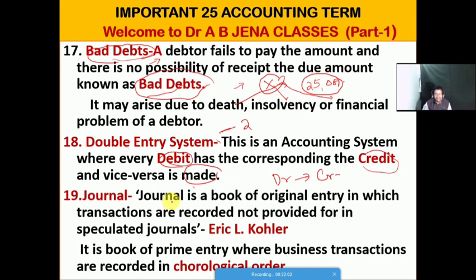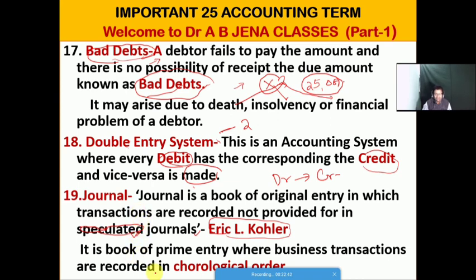Then next is the journal. What is a journal? It is the day book. This definition is given by Eric A. Kohler: a journal is a book of original entry in which the transactions are recorded, not provided for in the specific journals.